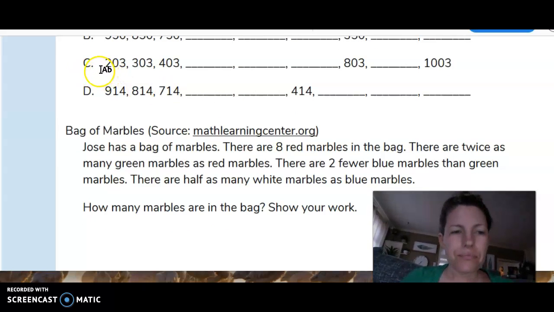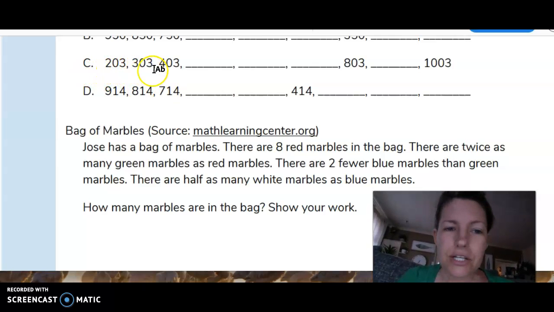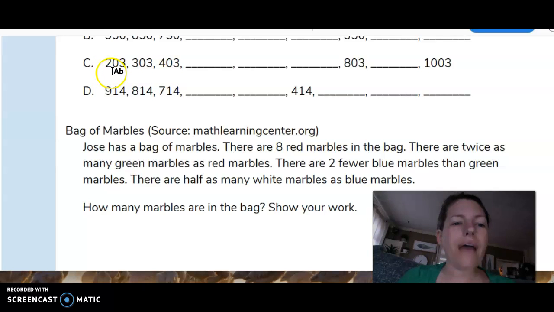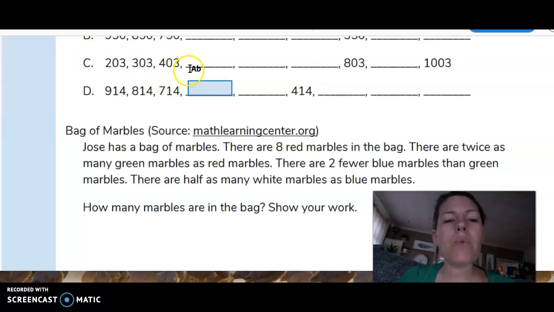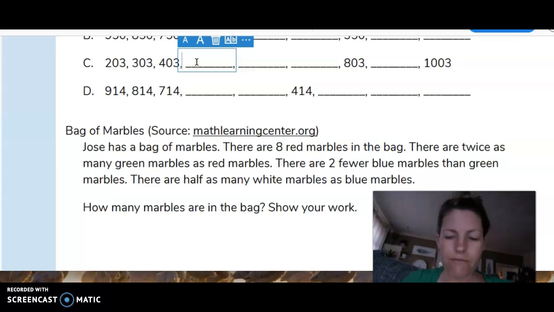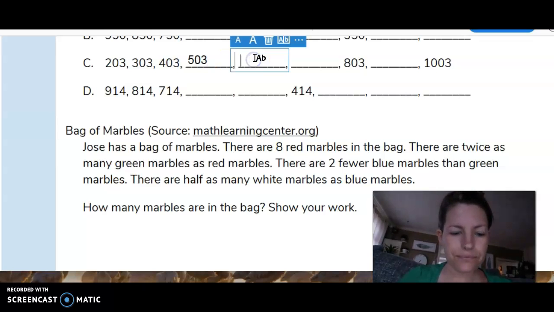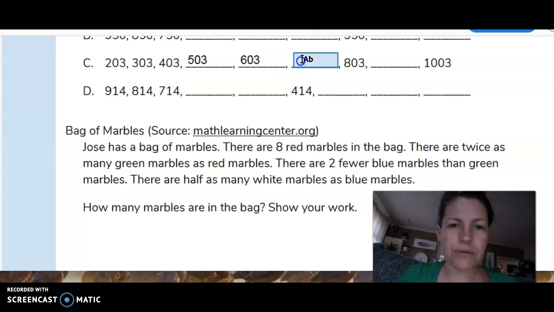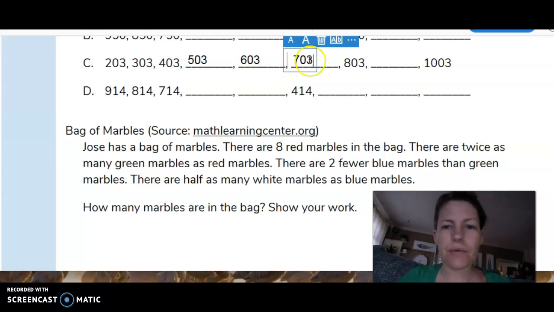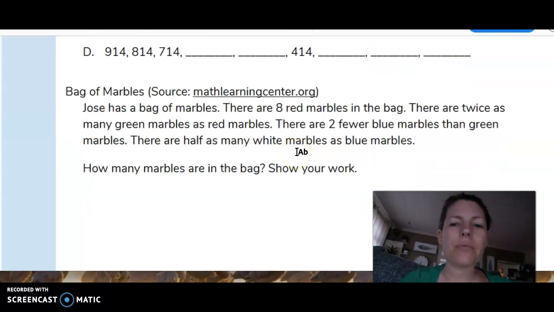Let's look at C. 203, 303, 403. Which place value is getting bigger? Well, that is the hundreds. Start out with 200s, then it gets bigger and goes up to 300s, 400s. It's getting bigger by 1 in the hundreds place. Notice that our 1s and our 10s do not change. 203, 303, 403, 503, 603, 703. Okay, and I want you to figure out what that last number in the pattern will be.